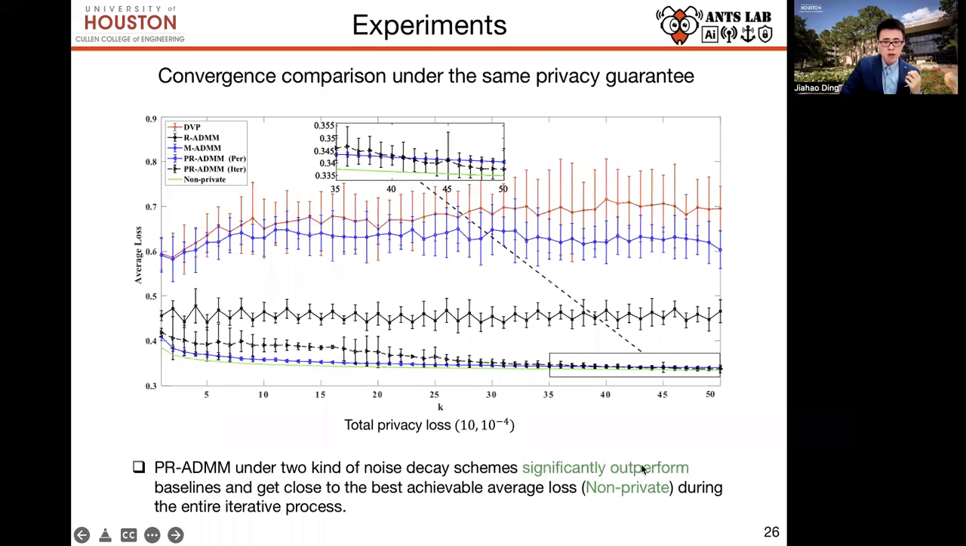Here is the performance comparison under the same privacy budget among different baselines. Our algorithm is this one, PRADMM, and PRADMM here, these 2. And we can see that our algorithm under 2 decay schemes significantly outperforms other algorithms and gets close to the best achievable loss throughout the entire learning process. This is because by carefully adjusting the privacy budget and setting a threshold to eliminate the noise in intermediate results, the negative effect of the noise injection can be reduced.